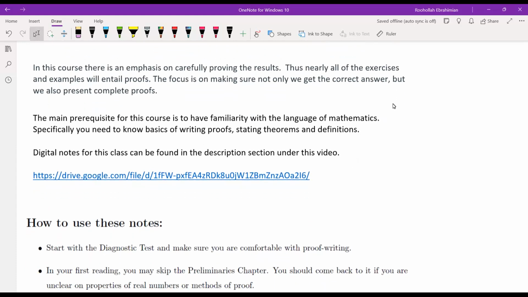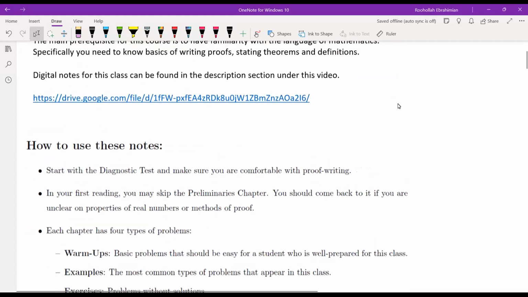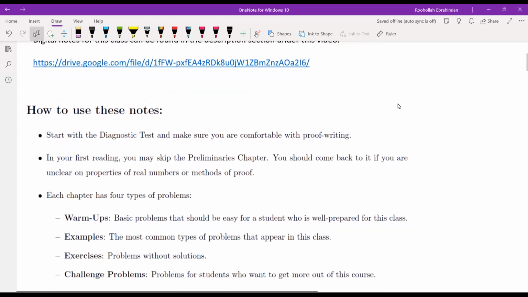There are some digital notes for this class that can be found on Google Drive, and the link is posted in the description. I have also posted the link here. So what I'm going to do now is go over first how to use these notes, then go over a diagnostic test, and then we'll talk a little bit about how to write down proofs. And this would be a good way for you to know if this is the right series of videos for you or not.